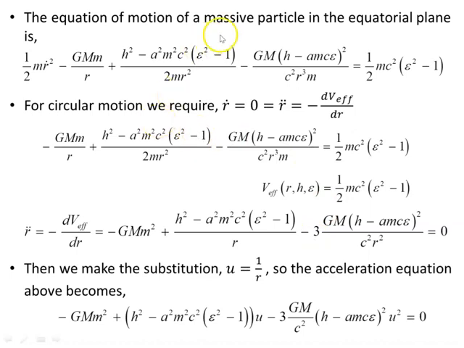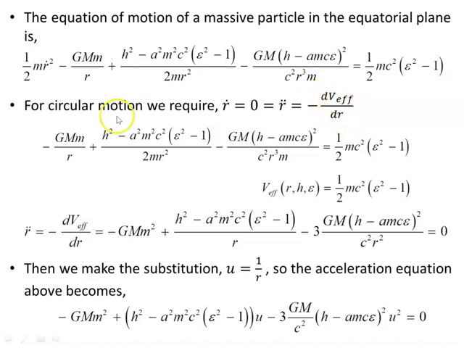The equation of motion of a massive particle in the equatorial plane is this. For circular motion, we require r dot, the derivative of the radial coordinate with respect to proper time, to be 0, and the second derivative of the radial coordinate with respect to proper time to be equal to 0. This second derivative is also equal to the negative of the total derivative of the effective potential with respect to the coordinate r. That's all in previous videos.